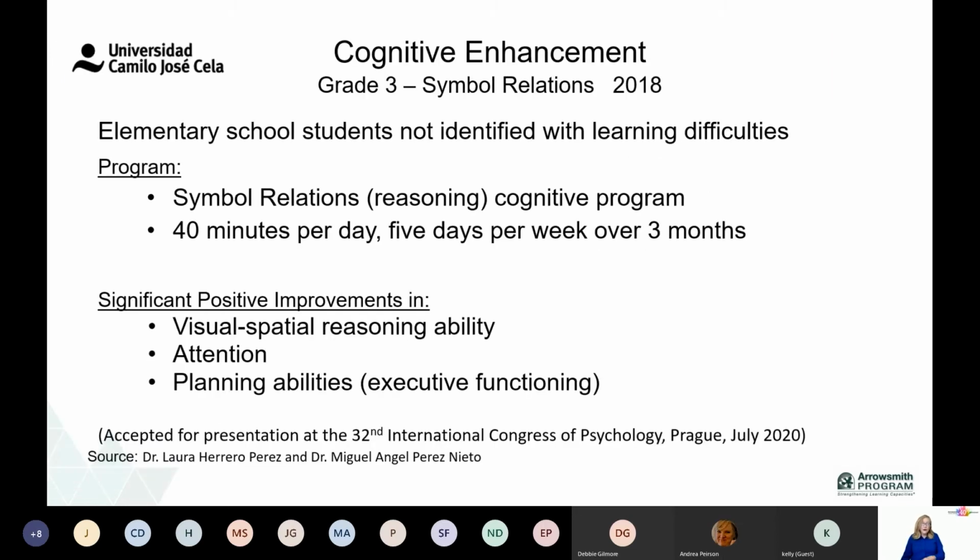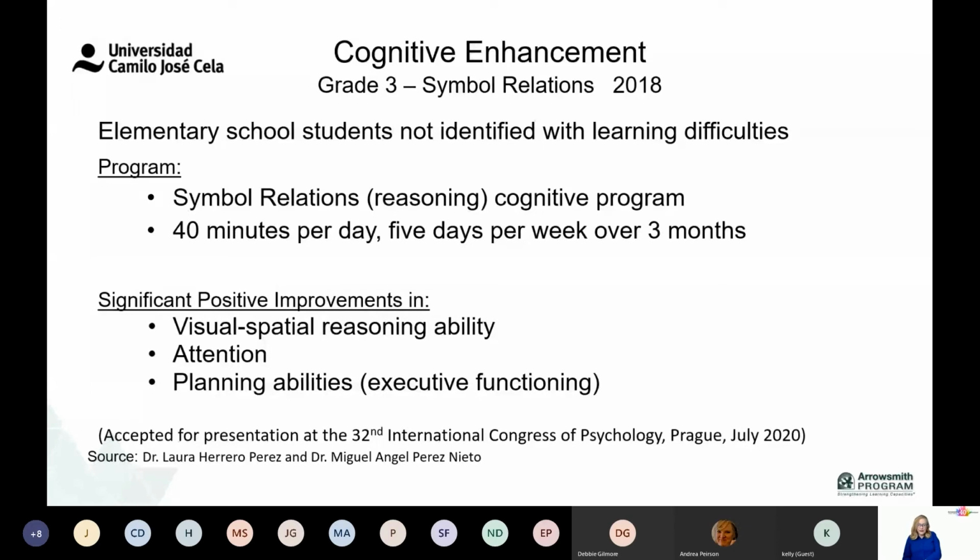And then we've also used the Symbol Relations program in regular classrooms. So this wasn't SIP, but it's what we're seeing with Symbol Relations. These were students in Madrid in Spain doing the Symbol Relations exercise that your children are doing. They did it 40 minutes a day, 5 days a week, so not intense like your children are doing, but 5 days per week over 3 months. And again, they used the measures they use in Spain. And they found significant improvements in visual spatial reasoning ability, attention and planning abilities, or executive functioning.